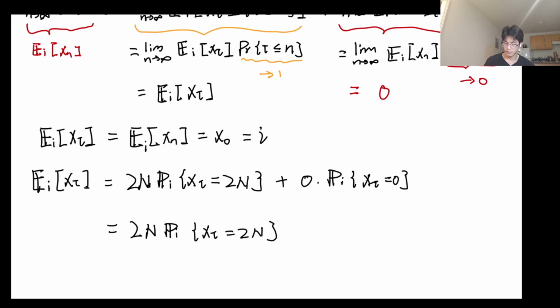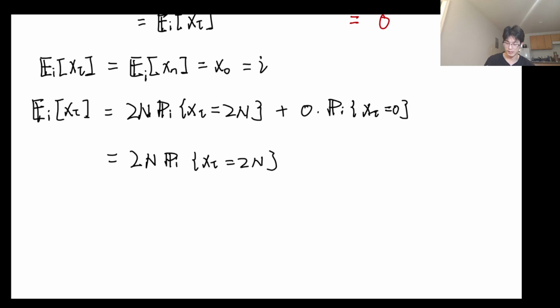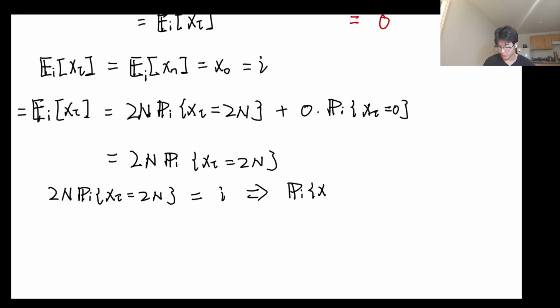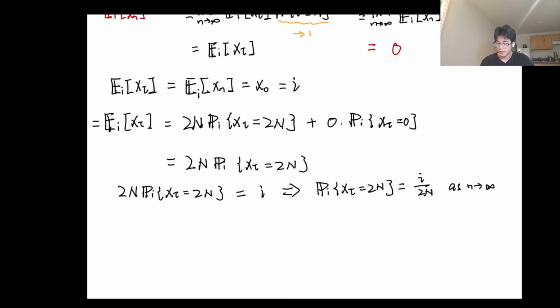And then it is easy to see that 2n times the probability of x tau equals 2n with respect to x0 equals I is equal to I. These two are actually equal, right? And then we get the probability of x tau equals 2n with respect to x0 equals I is equal to I over 2n, as n approaches infinity.